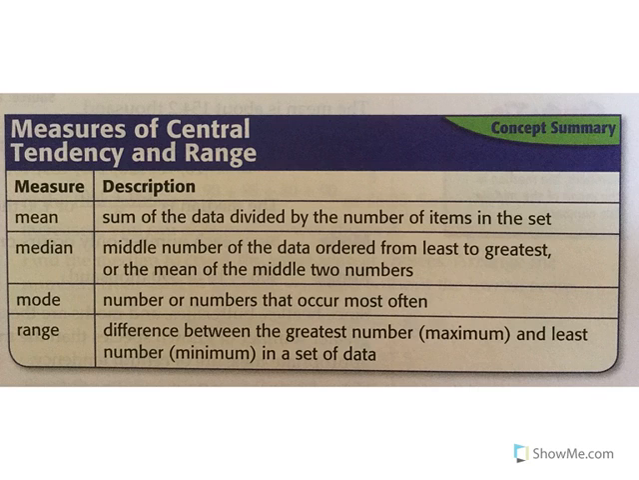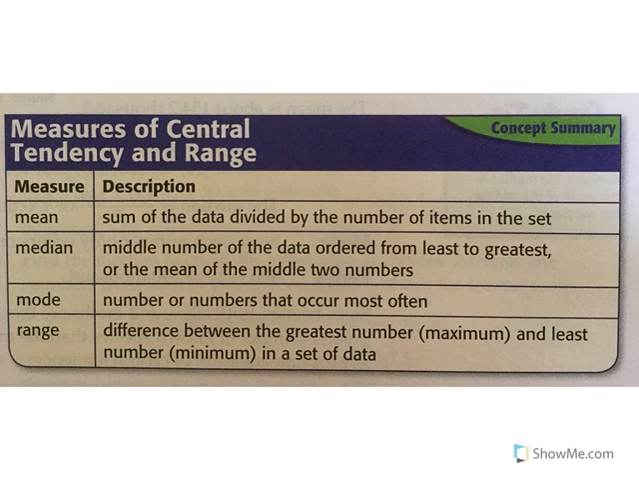Median is the middle number of the data ordered from least to greatest, or the mean of the middle two numbers. So when I say median, middle. I think of mean as mean, a long process. Median, middle. Mode is the number or numbers that occur most often. I think of mode as most. Mode, most. It sounds similar. So the number occurs most often.